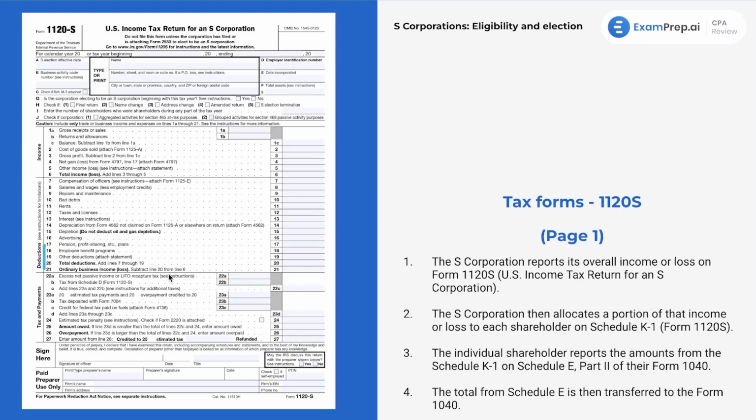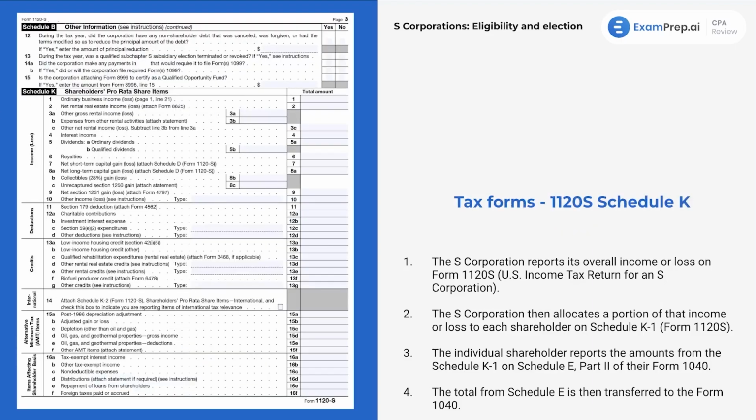So again, you don't need to memorize the tax forms, but the reason why I kind of almost want you to is a lot of SIMs are formatted just like the tax forms. And look at it. I mean, they almost look like they could be SIMs. You got to plug in the numbers from exhibits. It makes for quite a good SIM. Now, this S Corporation is going to allocate a portion of that income or loss to each shareholder on Schedule K1. But first, we're going to see the Schedule K.